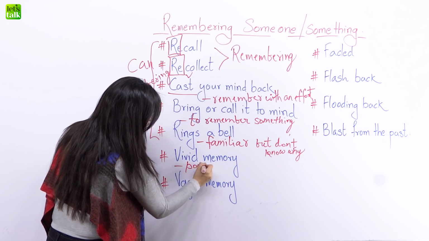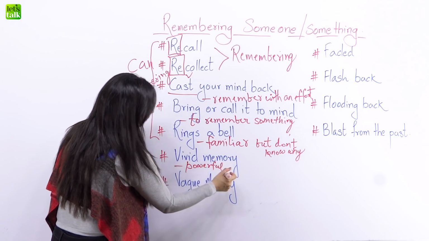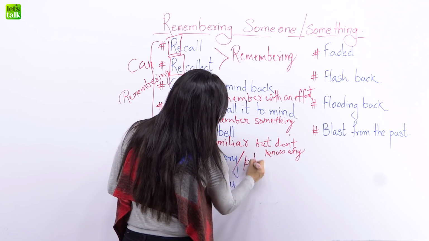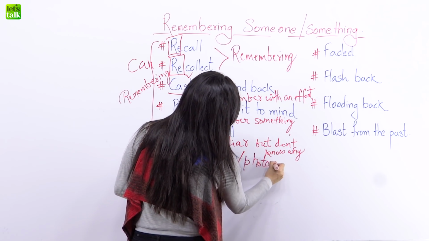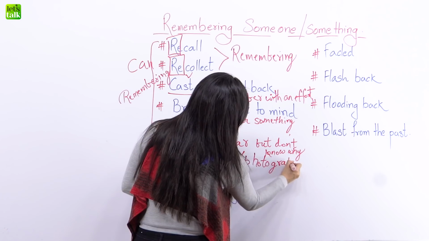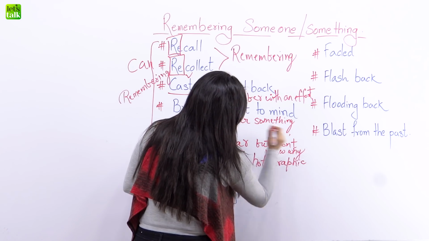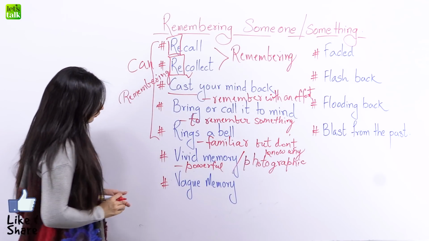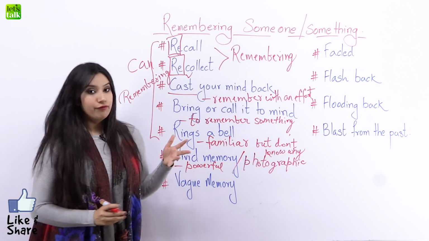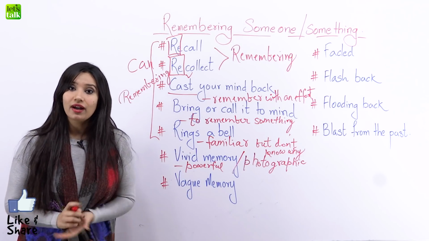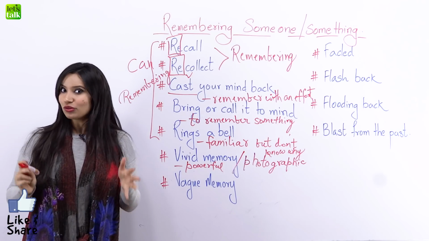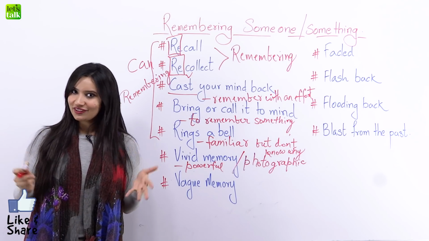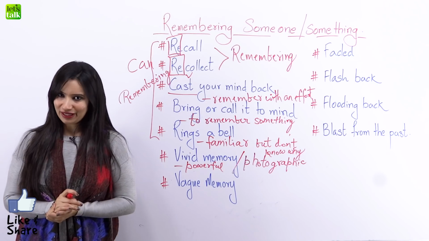Powerful memory. And you could also say photographic for this, that you remember all the precise details. So you could say that I have a vivid memory of when I first met him, which means you clearly remember the day and the time about when you first met him.